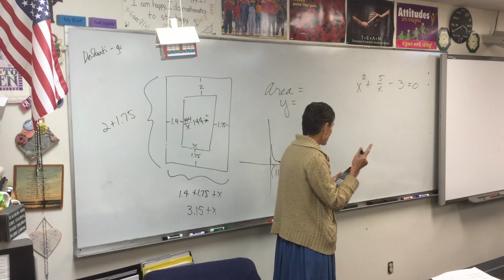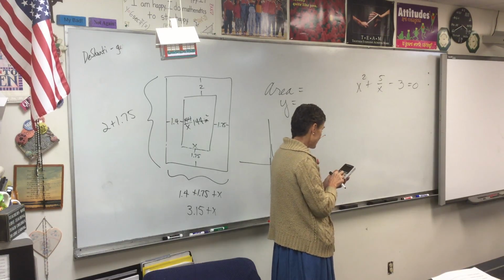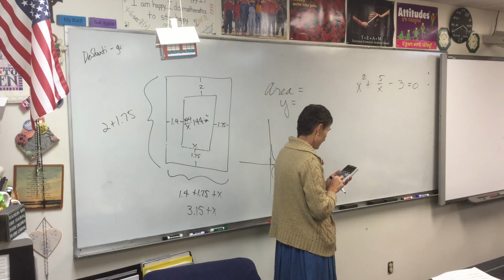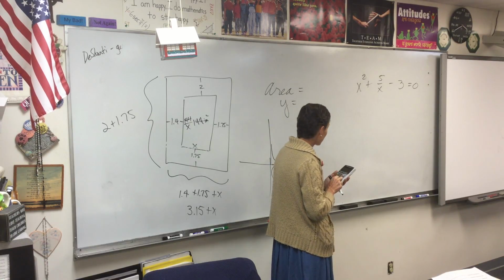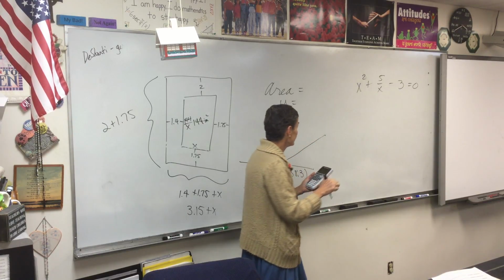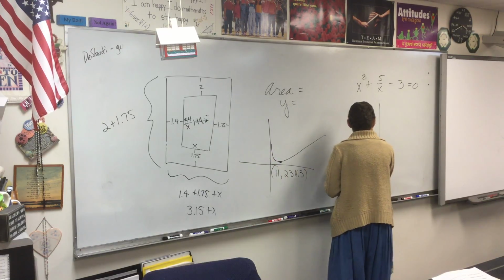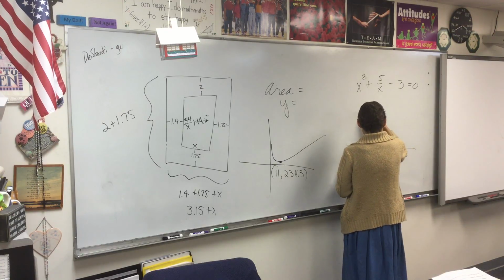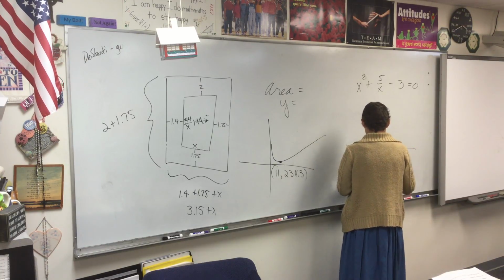Negative 10 to 10. I would just start with that. Now again, I made this up, so I have no idea what it's going to look like. But I'm going to graph it in a standard window. And I get something that looks like this.